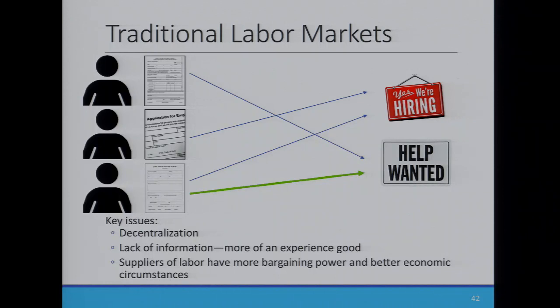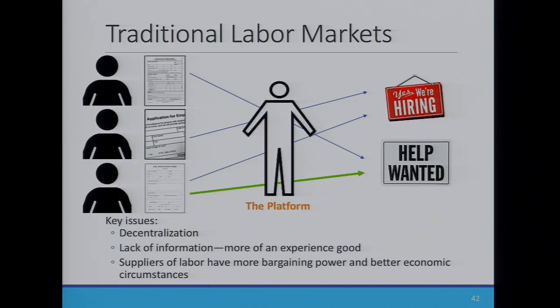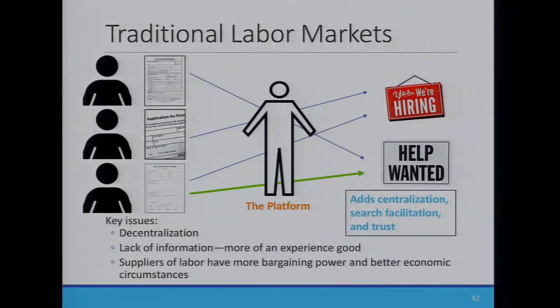So in contrast, I want to talk about online labor markets, which is where we stick a platform in the middle here. And what this platform can do is add centralization, facilitate the search of finding stuff on the other side, and add a layer of trust. If you trust the platform, they're observing lots of things going on, so they add this layer of trust. Okay?